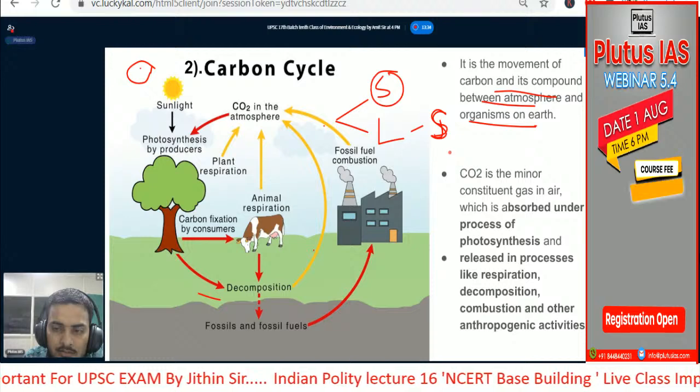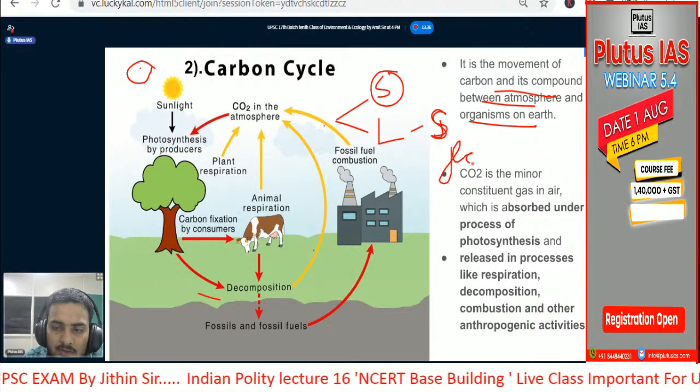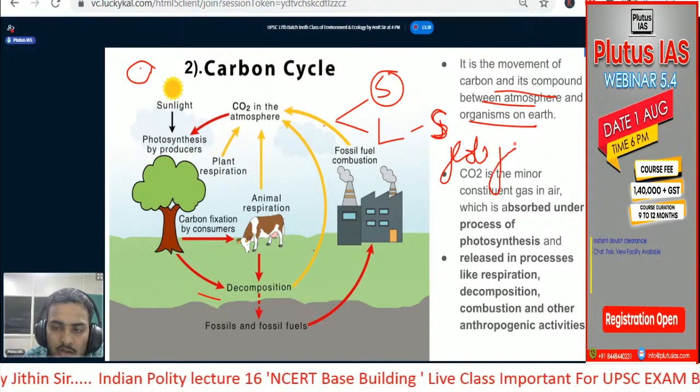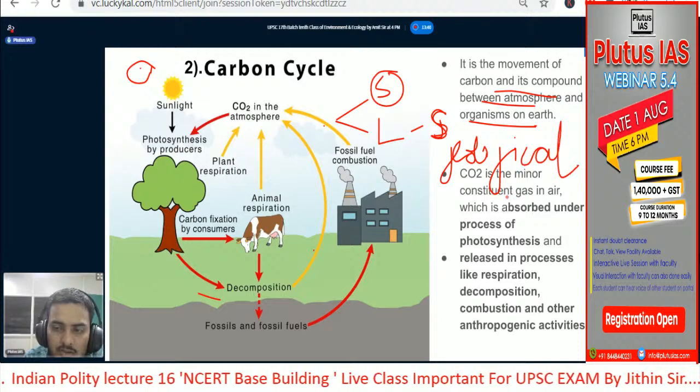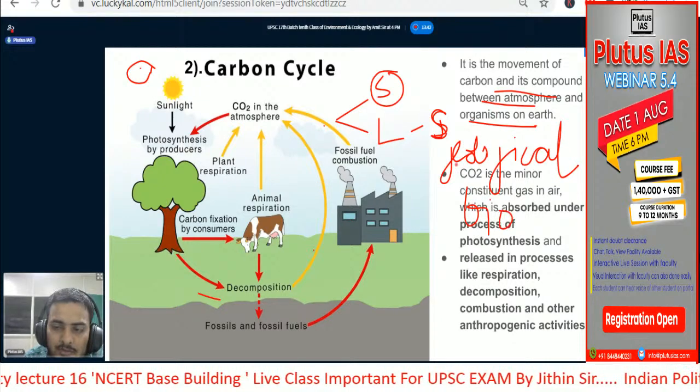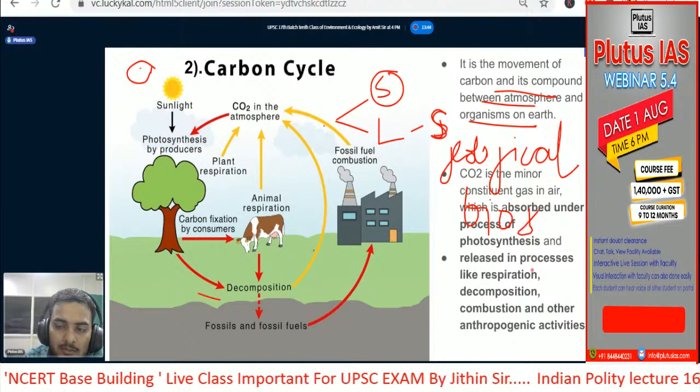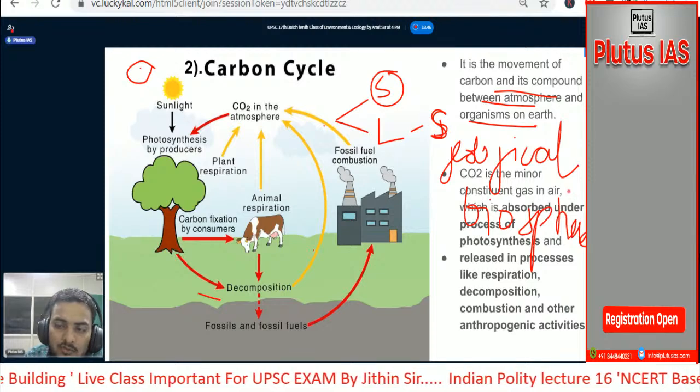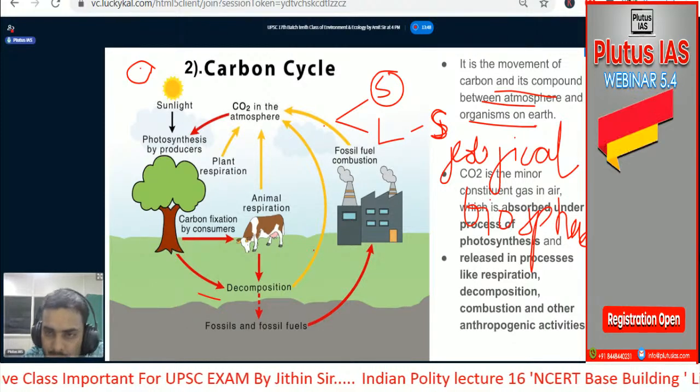Here we have the geological sphere, that is the sphere of rock, right? Then the biosphere. Biosphere is about living things. So this is the movement of carbon between various spheres of Earth.